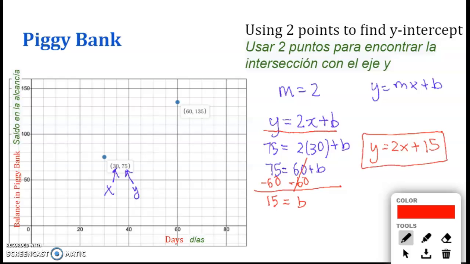And notice that we got the same answer. Remember when we used the logic and figured out how much the piggy bank started off with when she started saving, it was $15, and that's the $15 we just figured out. Okay, and graphically, if I was to draw a line, this will be the y-intercept. That's the starting line. So it will look something like this.